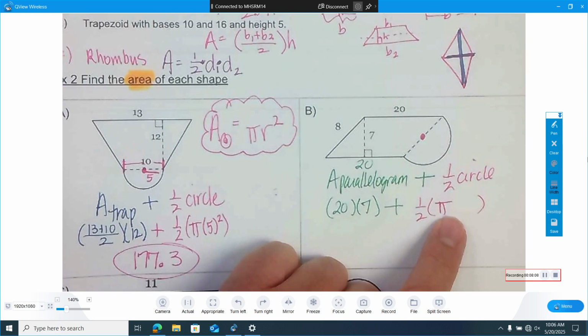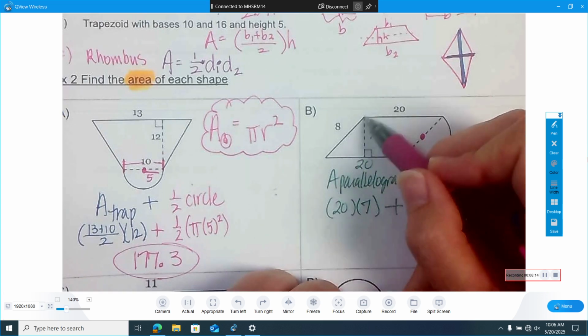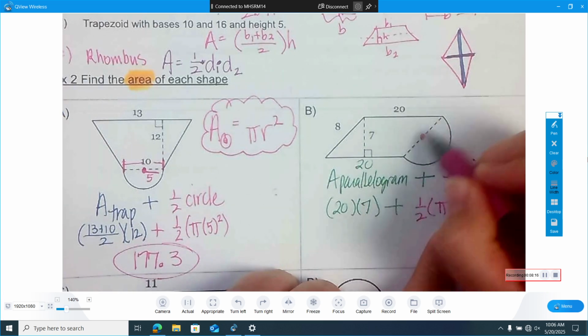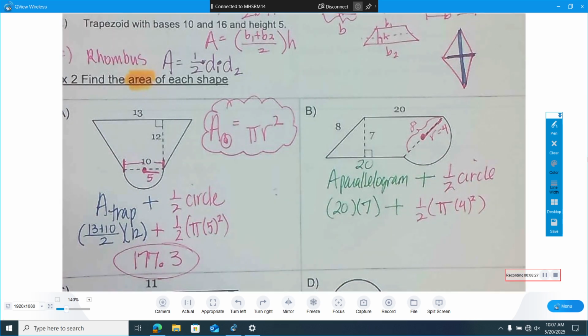So again, what is our radius of our circle here? What's the whole radius? The diameter is 8. Again, numbers transfer here, so this 8, the whole thing is 8. Which means our radius is 4, okay? So pay close attention, take a moment to really look at your picture.